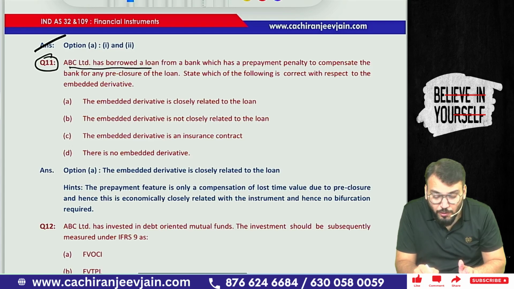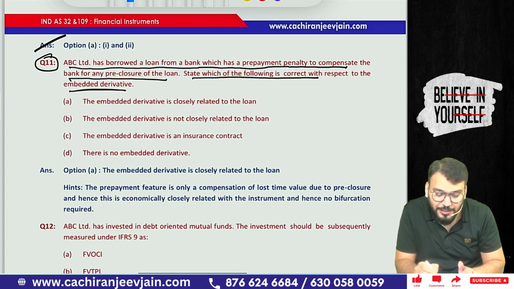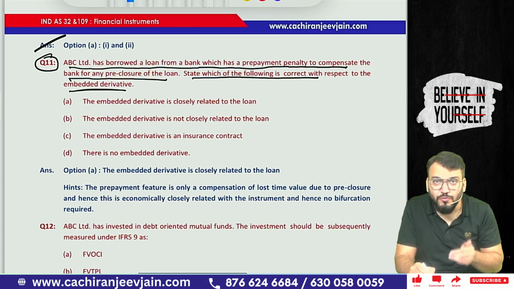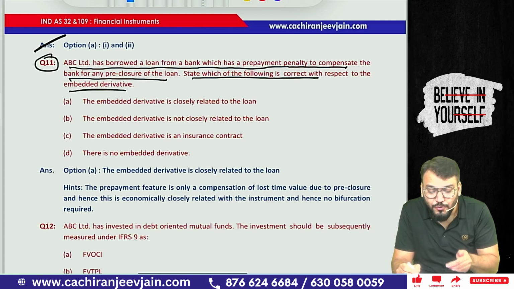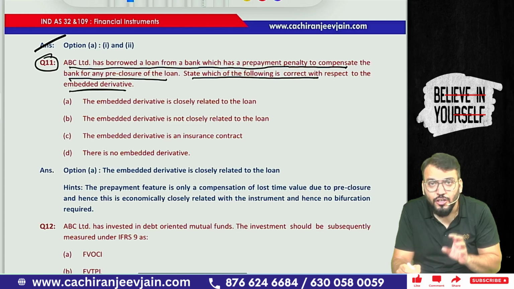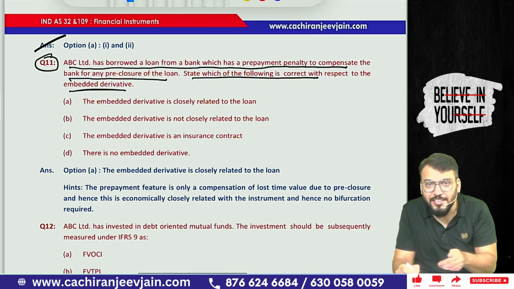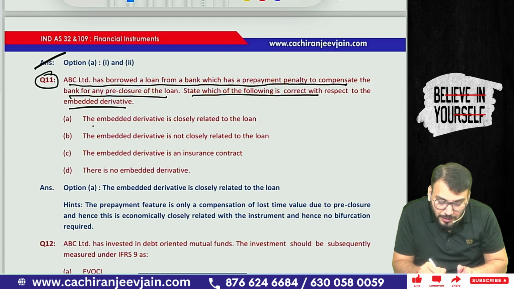Good question. Come to question 11. ABC Limited has borrowed a loan from a bank which has a prepayment penalty to compensate the bank for any pre-closure of the loan. State which of the following is correct with respect to the embedded derivative. Now, when we have taken a loan with a prepayment option, there is some embedded derivative. But this embedded derivative is closely related to the loan and therefore separation is not required. What Ind AS says is that whenever an embedded derivative is closely related to the host contract, then separation is not required.